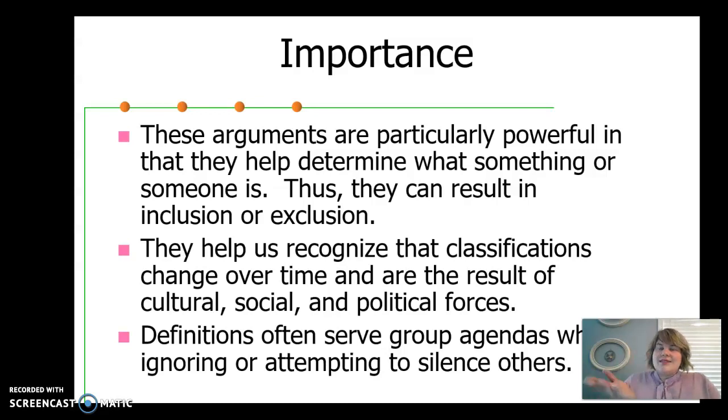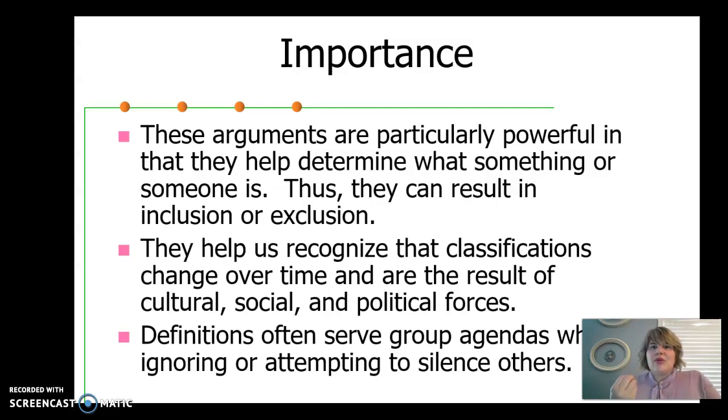So they work on this idea of creating value around a subject or a topic, and then they're very powerful arguments because they can exclude something from that value or they can include something within that value. So in a way, definition argument works on this idea of inclusion and exclusion. And that's something that currently in our society is very significant and is being talked about at all levels.